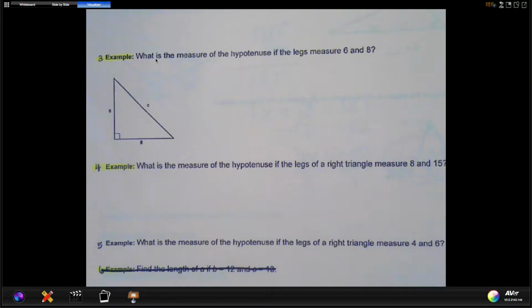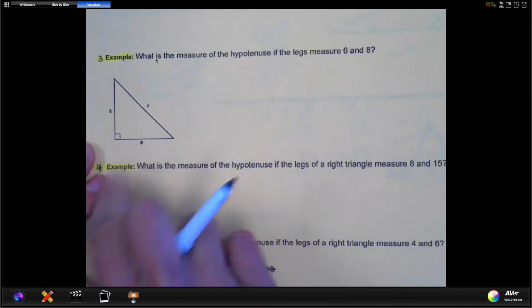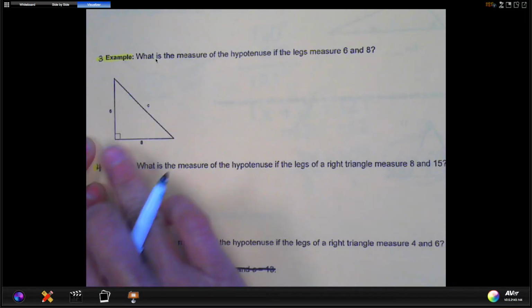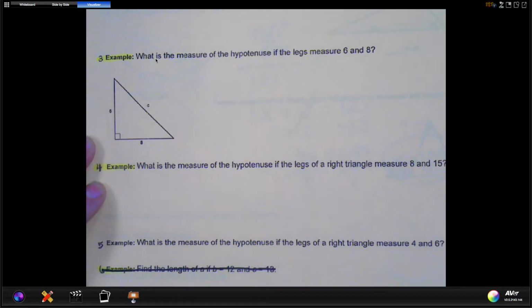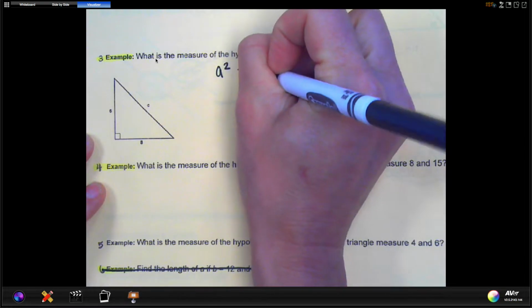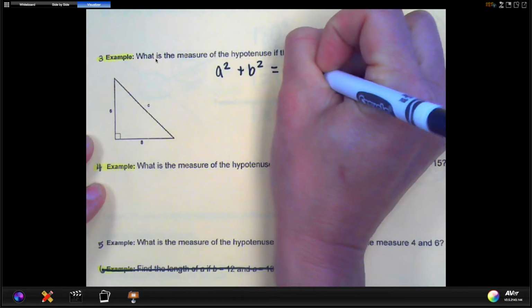So the triangle's shown right here, and it's labeled. We know that it's a right triangle, first of all, because the little square in the corner says that that's 90 degrees. That's a right triangle. So what that means is we can use the Pythagorean theorem. So we're going to start by writing it: A squared plus B squared equals C squared.